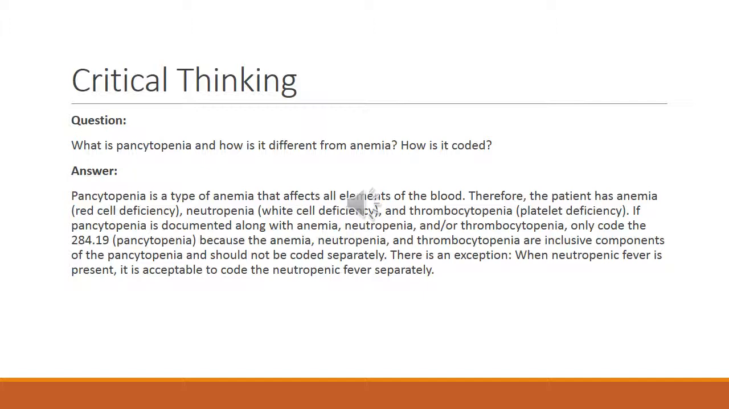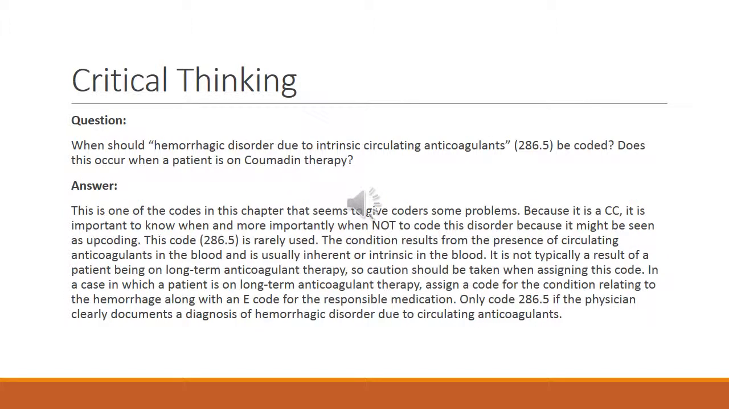There is an exception, however. When neutropenic fever is present, it's acceptable to code the neutropenic fever separately. And our final critical thinking question: when should hemorrhagic disorder due to intrinsic circulating anticoagulants 286.5 be coded? Does this occur when a patient is on Coumadin therapy?